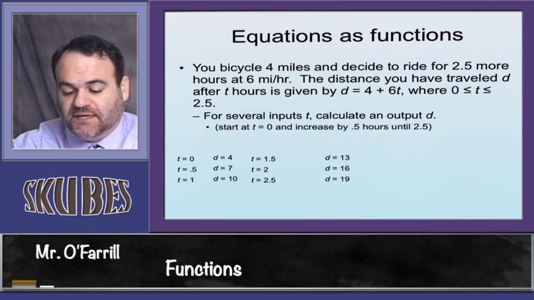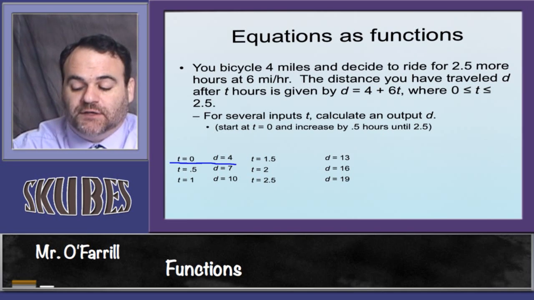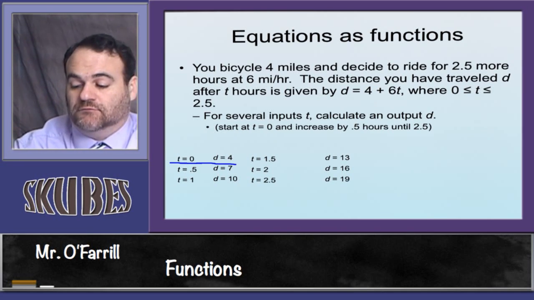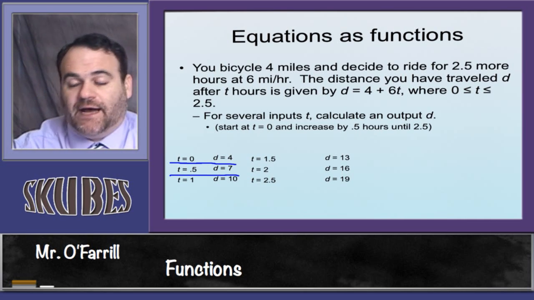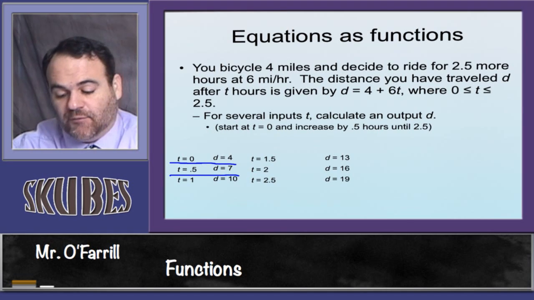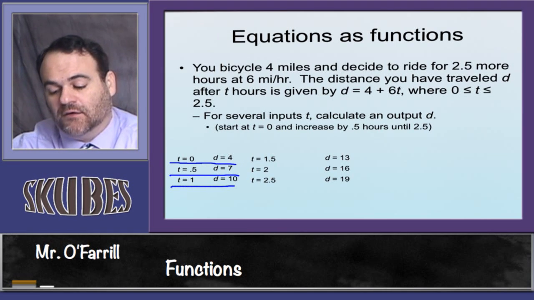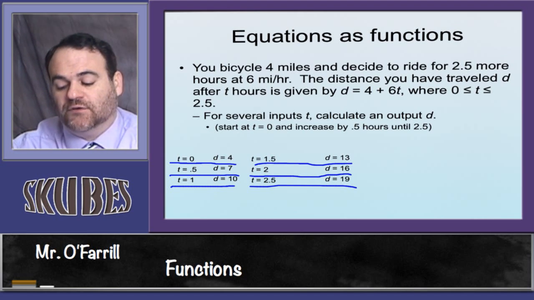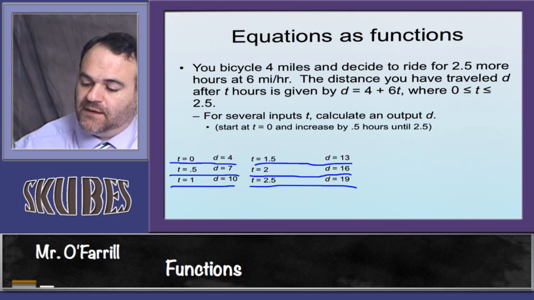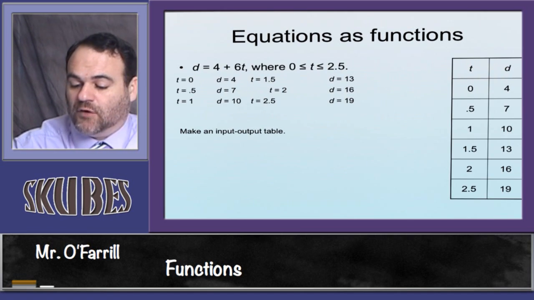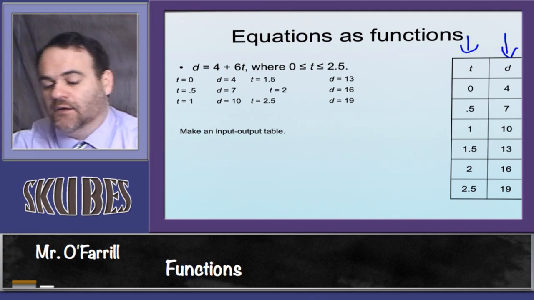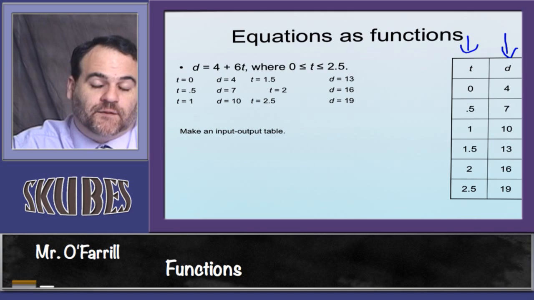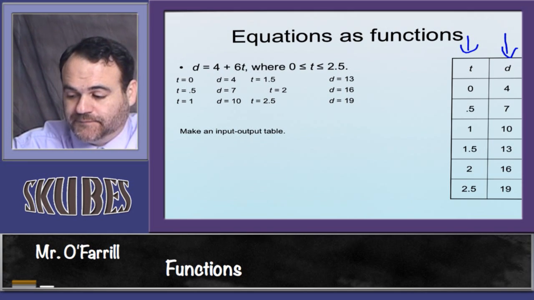to put together. If T is 0, the output is going to be 4 if you don't ride for any hours. If you ride for half an hour, half of 6 is 3 plus 4 is 7. And I went ahead and did some other ones. 1 gives you 10. 1.5 gives you 13. 2 gives you 16. 2.5 gives you 19. And we can put that together in the form of a table. Right here. Here's our inputs T. And our outputs D. Just like we did on the prior one with those figures, the triangular numbers.